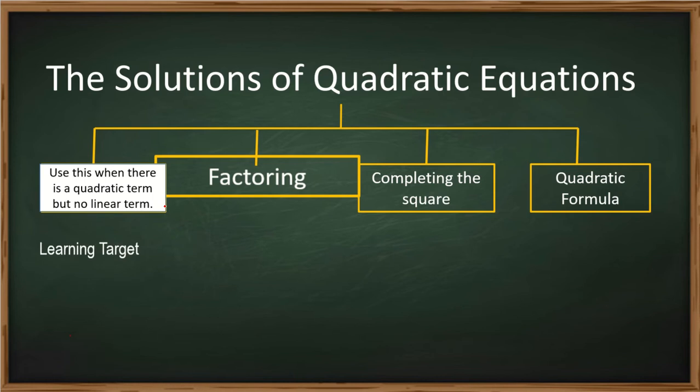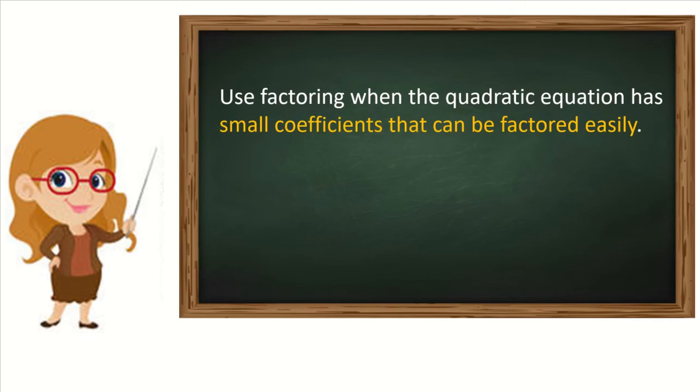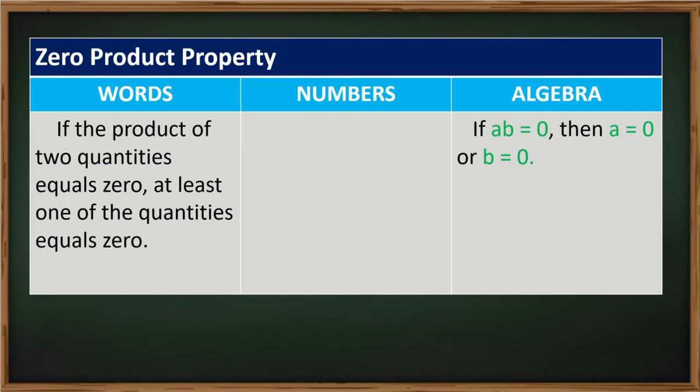For this, we have the learning target. I can solve for the solutions of a quadratic equation using the factoring method. Take note that we use factoring when the quadratic equation has small coefficients that can be factored easily. In the process of getting the solutions, we need to apply the zero product property, which states that if the product of two quantities equals 0, at least one of the quantities equals 0.